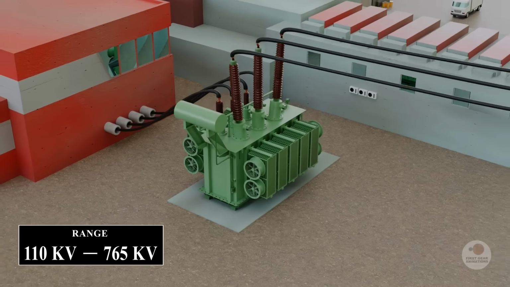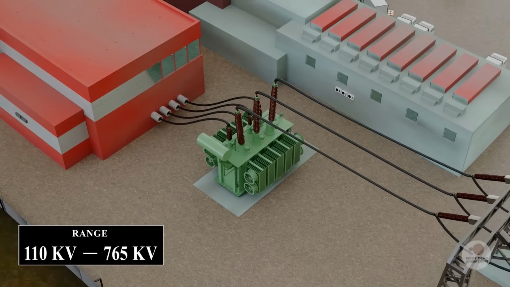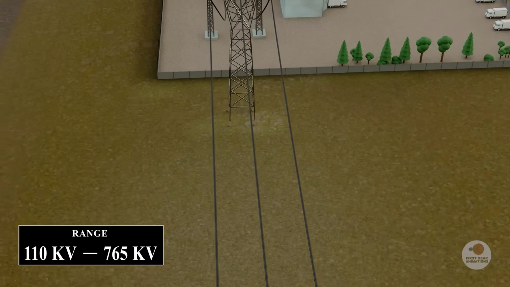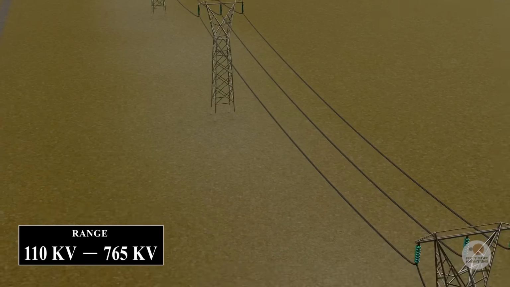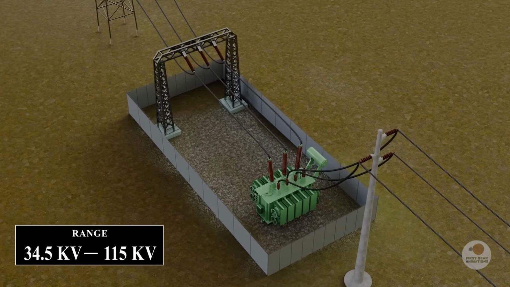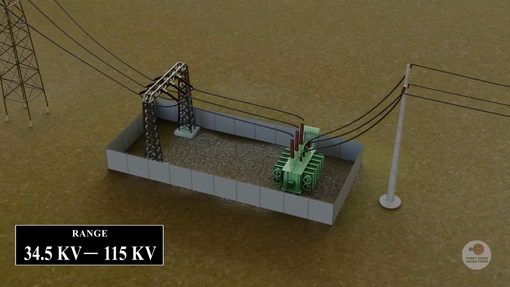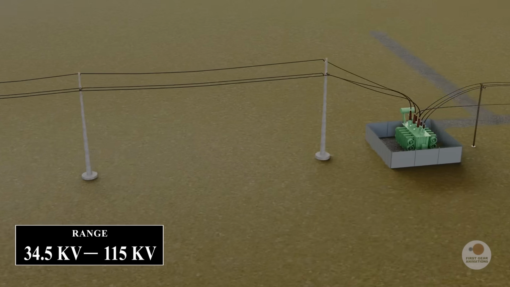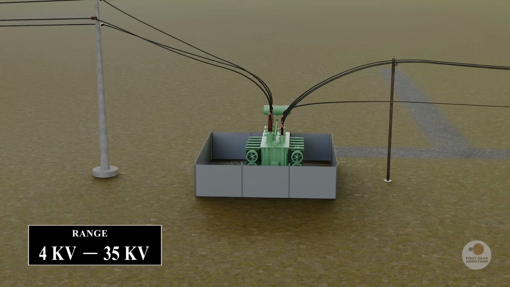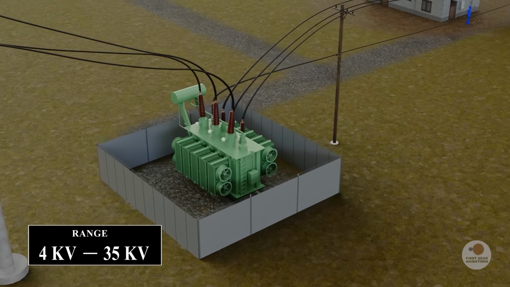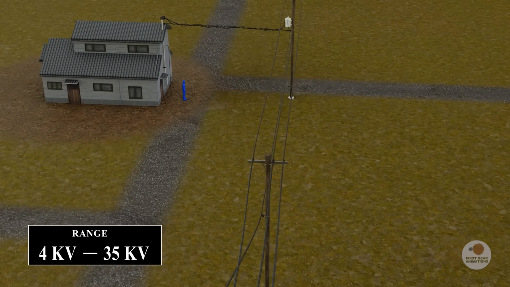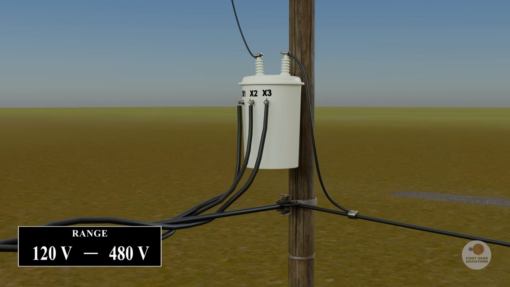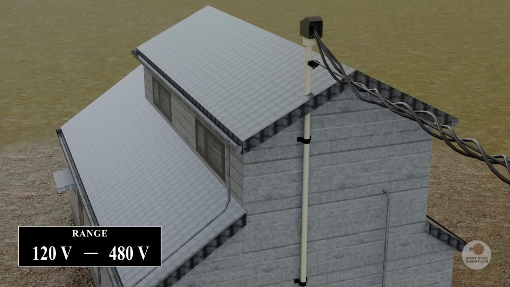Transmitting electricity at such high voltage allows it to travel over long distances efficiently by reducing the current and minimizing energy losses along the lines. As the electricity approaches the city, it passes through a substation, where a step-down transformer lowers the voltage to a safer level for subtransmission. The power is then carried through subtransmission lines to a distribution substation, where another step-down transformer reduces the voltage even further for local distribution. Finally, pole-mounted or ground-mounted transformers in the neighborhood step the voltage down one last time to the safe and usable level required for homes and businesses.